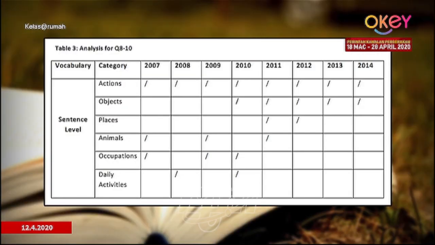For questions 8 to 10, there were 5 topics: objects, places, animals, occupations, and daily activities. Objects appeared from 2010 to 2014. Animals appeared 3 times in 2007, 9, and 11. Occupations appeared in 2007, 9, and 10. Finally, daily activities appeared twice in 2008 and 2010.